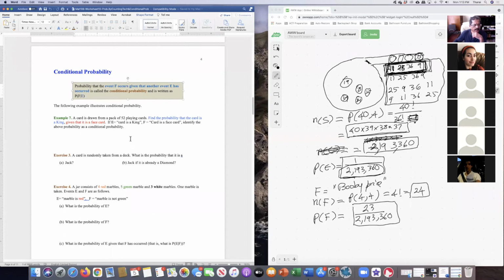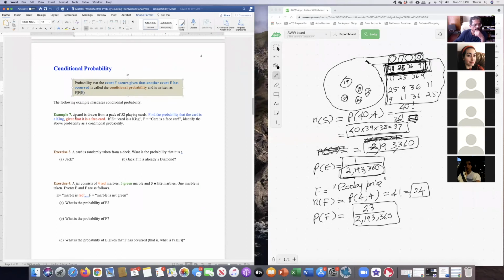Now this example should make it clear. I chose the example very carefully. I'm drawing a card from the 52 card deck. This one card I'm drawing can be any one of the 52 cards. Then it says, find the probability that it is a king, given that it's a face card. In other words, they have taken the card out, but they are telling you that it's a face card. Then what is the probability it's a king?